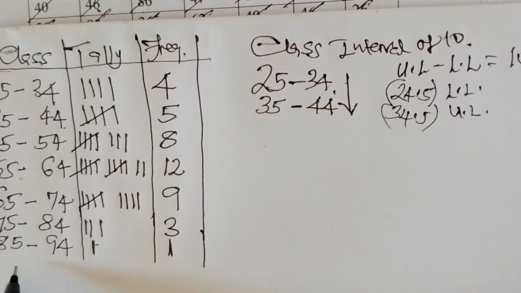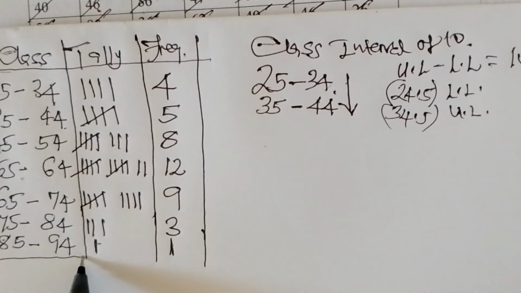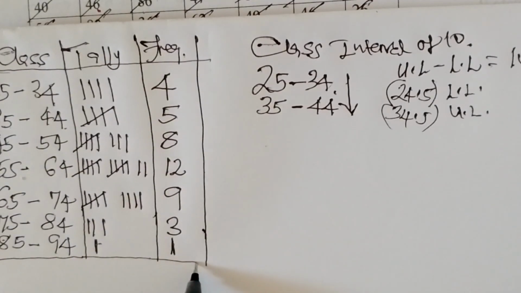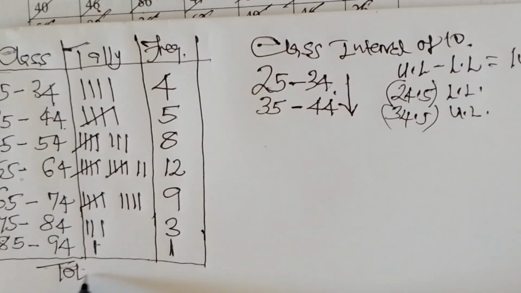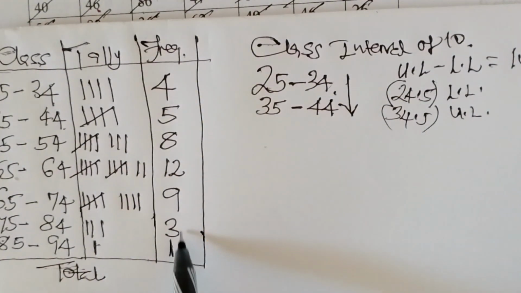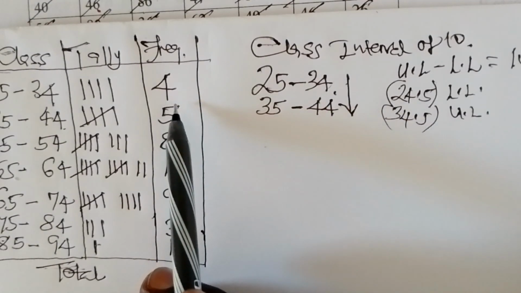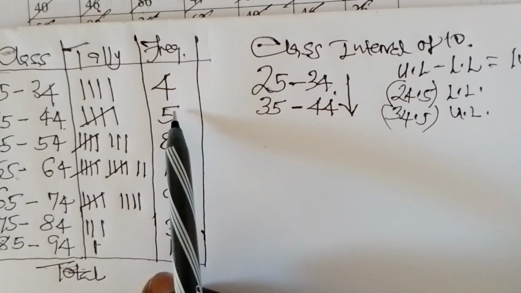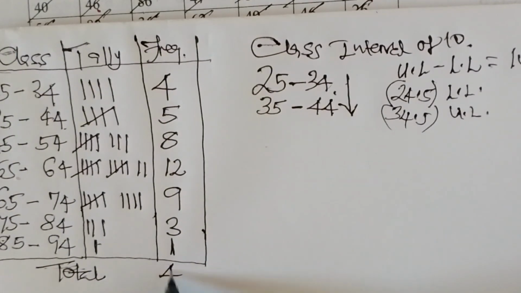After that, you must close your table by giving the numerical value for the total. So below here, you must write the total and you add up all this. You can confirm using your calculator. That will be 9, 17, 29, 38, 41 plus 1, 42.